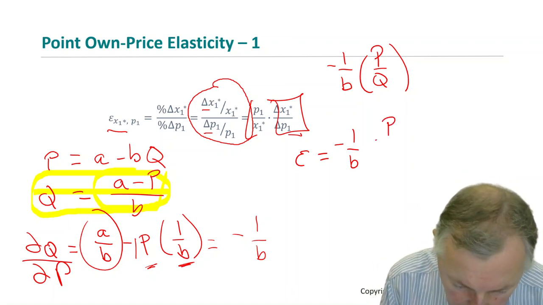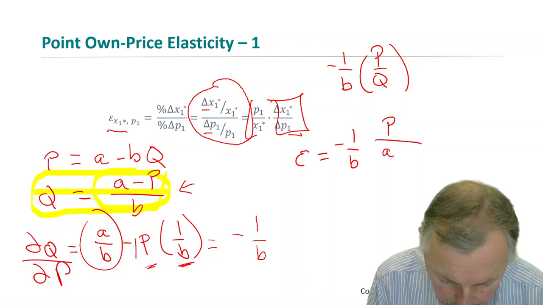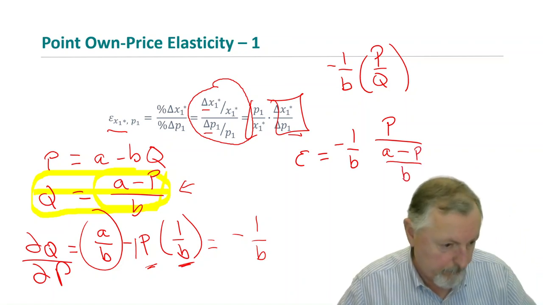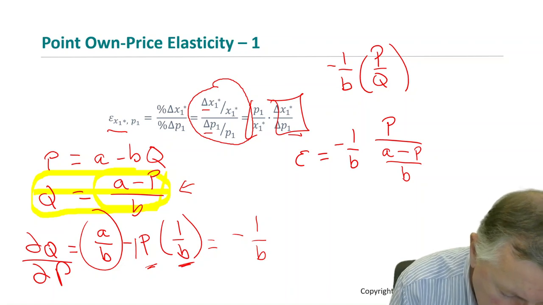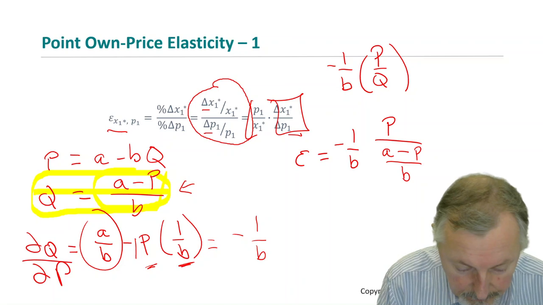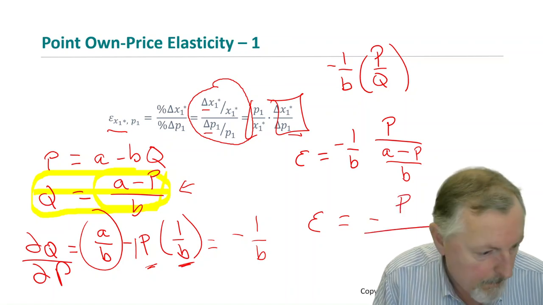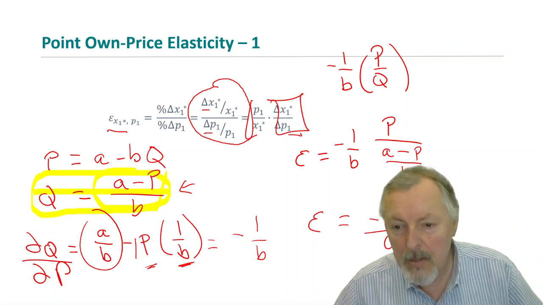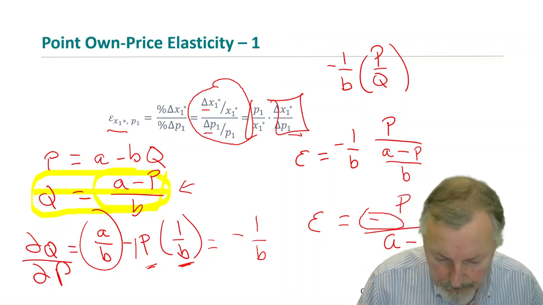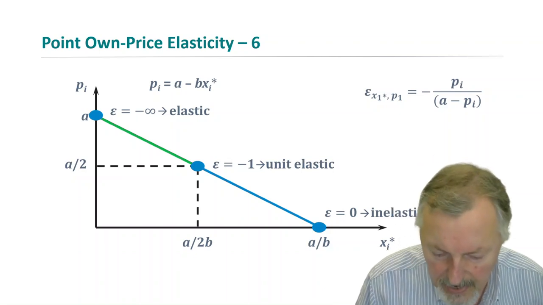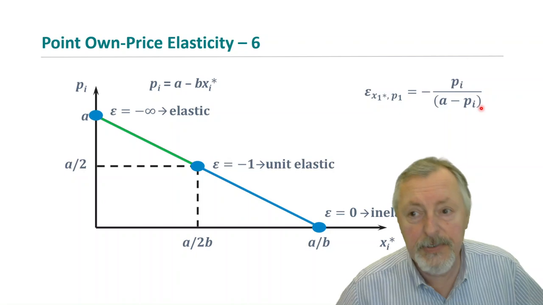times P over that, because that is Q. Little algebra that I don't have space for, and you end up with this, the elasticity. We will get through this semester together somehow. The elasticity equals -P over (A minus P). Here I've explicitly included the negative sign because you know that's the direction of the result. Okay. So we have that here. That's the formula for the elasticity at any particular price.